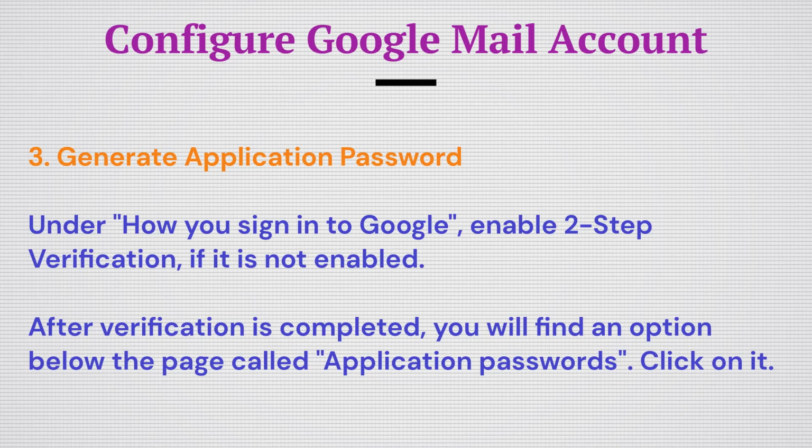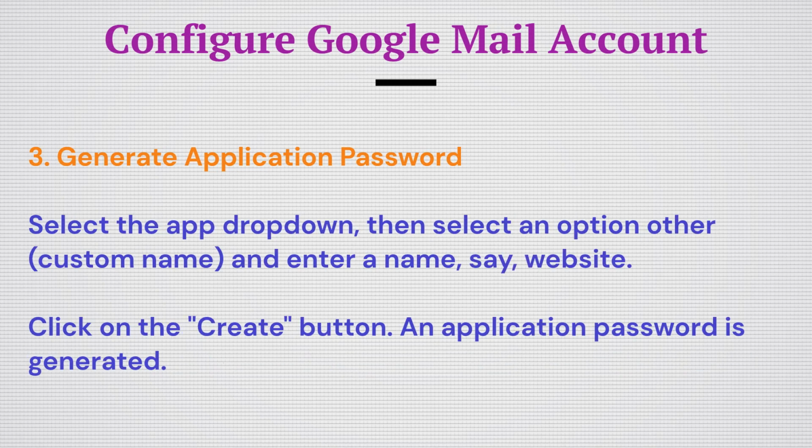After verification is completed, you will find an option below the page called Application Passwords. Click on it. Select the app drop-down, then select the option Other, Custom Name, and enter a name, say, Website. Click on the Create button.